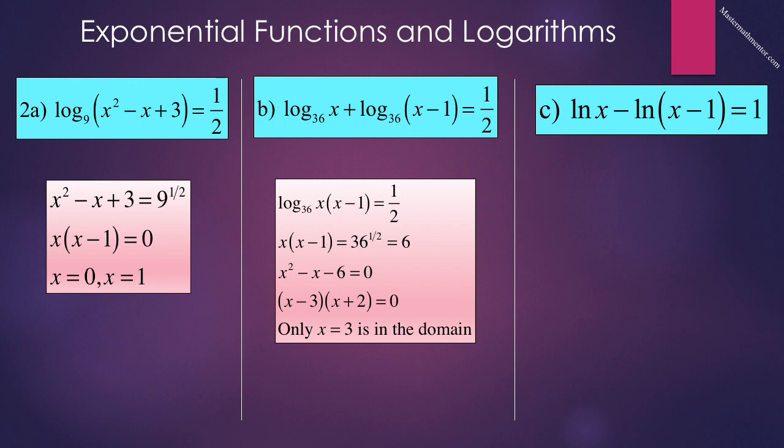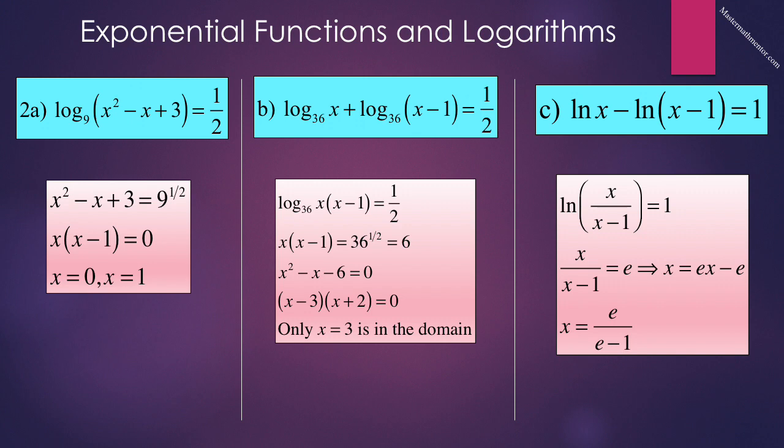In B, we have log base 36 of x plus log base 36 of x minus 1 is equal to 1/2. We will write this problem exponentially using our log rules. Log base 36 of x times x minus 1 is equal to 1/2. And we can now write this as x times x minus 1 is equal to 36 to the 1/2, which is 6. Bringing everything to one side, we get x squared minus x minus 6 is equal to 0. Factoring into x minus 3, x plus 2 is equal to 0. However, this problem only has a solution of x is equal to 3. When x is equal to negative 2, we are taking log base 36 of negative 3, which does not exist.